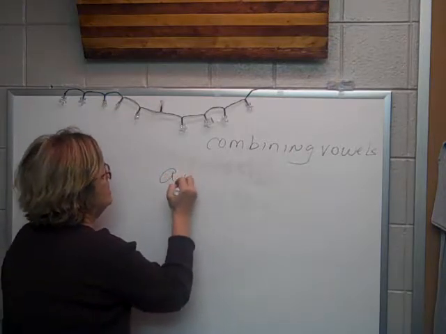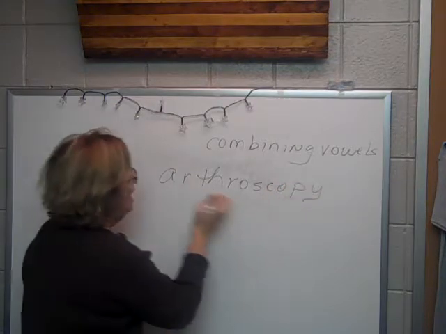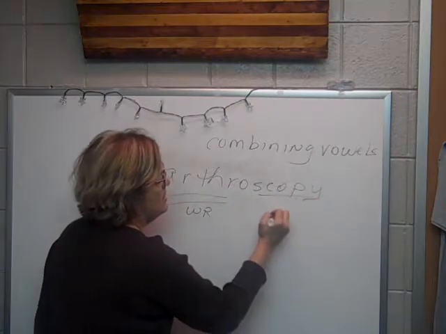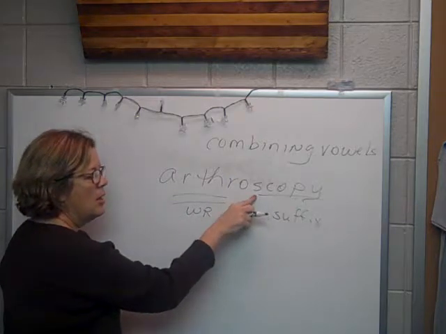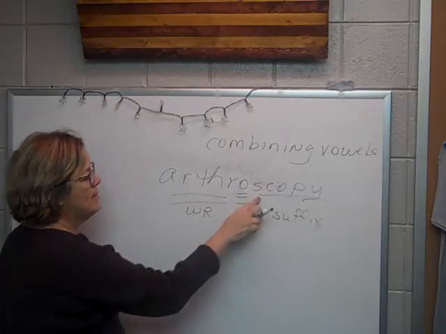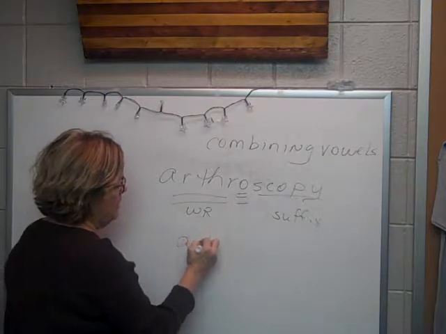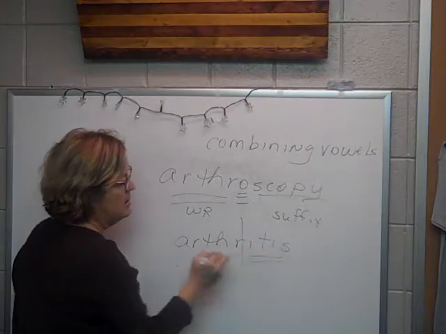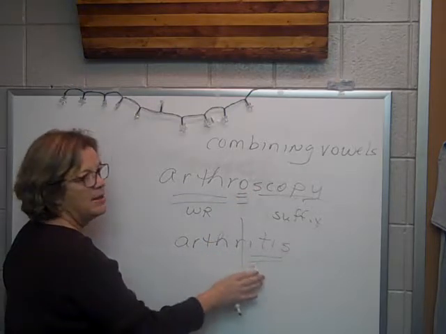So, for instance, arthroscopy. ARTHR is our word root. Scopy is our suffix. Because scopy starts with a consonant, we are going to use a combining vowel. So anytime the suffix starts with a consonant, you use the combining vowel. When it starts with a vowel, you do not. So arthritis, our suffix is itis, so we do not use that combining vowel with arthritis.